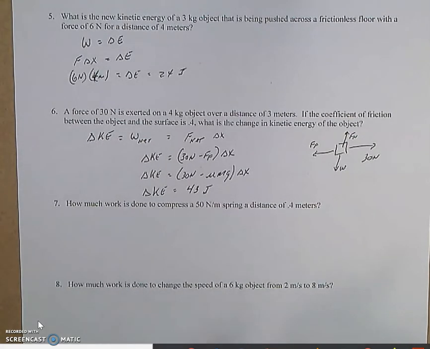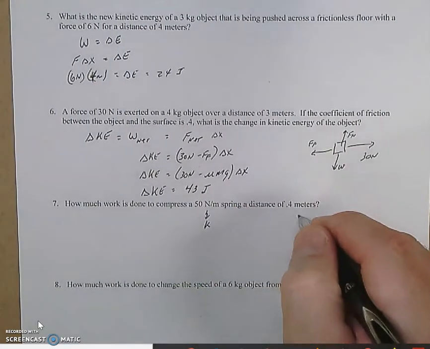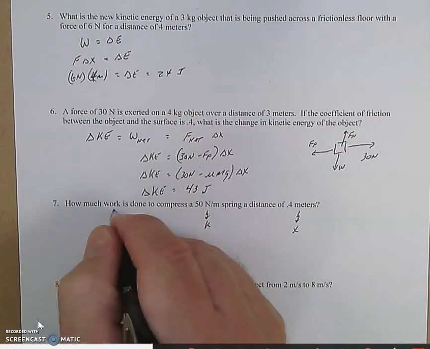How much work is done to compress a 50 Newton per meter spring? Now remember, that's my K value. We're compressing it this distance x. How much work is done?